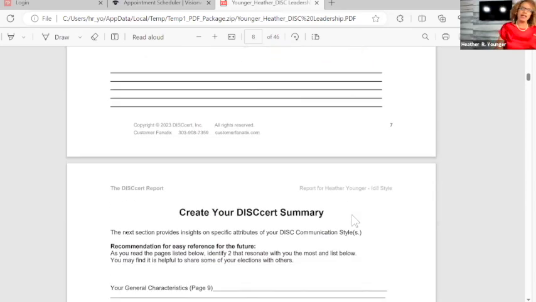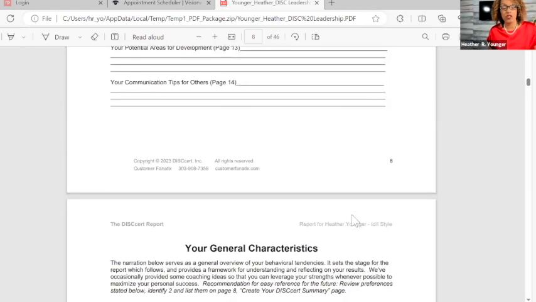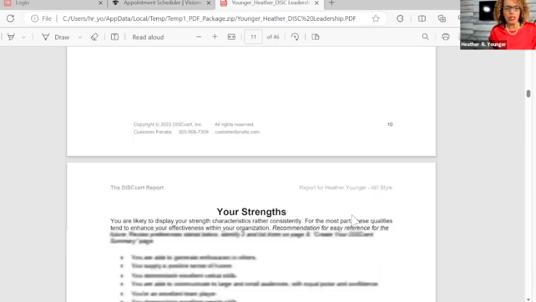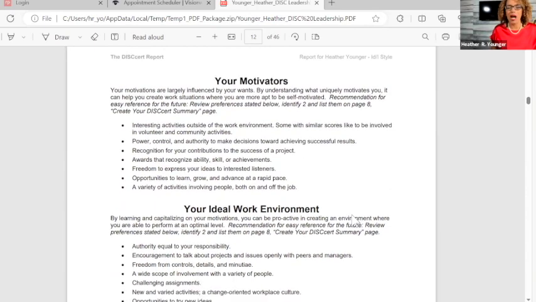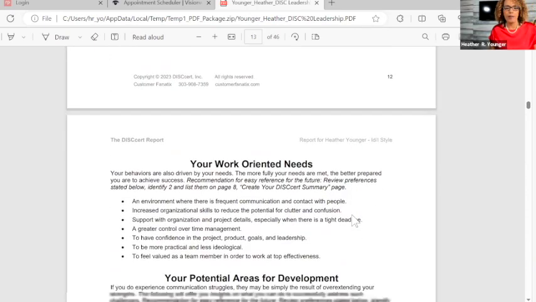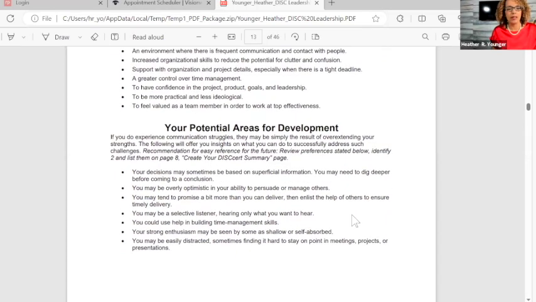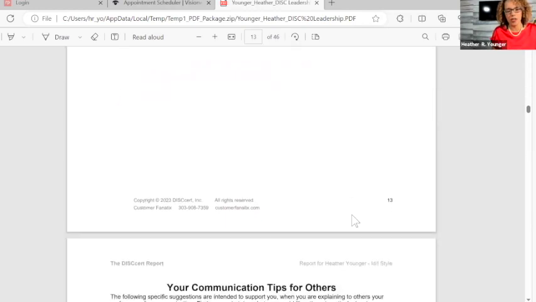So that natural style is who you are 24/7. It's who you choose to be. It's your preference of how you are, and you would like to just be in that space all the time. Through the entire report, though, it goes deeper and deeper and shows you about your strengths and your work tendencies, your motivators, your ideal work environment, your work-oriented needs, and your potential areas for development, which I absolutely love this area because I'm always about feedback. I want to make sure I'm understanding me and how I relate to other people. So it's important to really dive deep into both the strengths and these areas of opportunity as well.